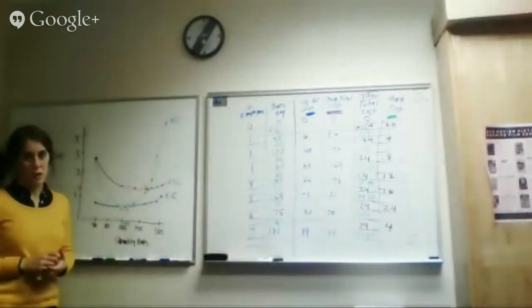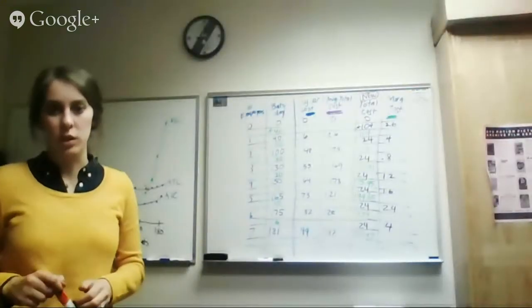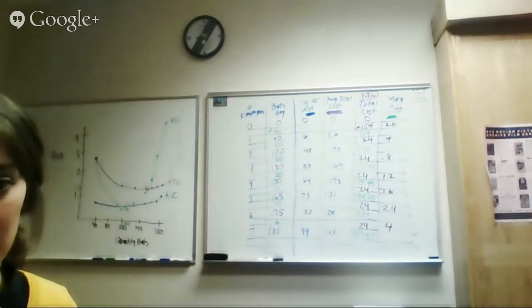But they wouldn't want to produce anywhere below the average total cost. They want to at least cover their average costs in the long run. So now we've done parts A, B, and C.